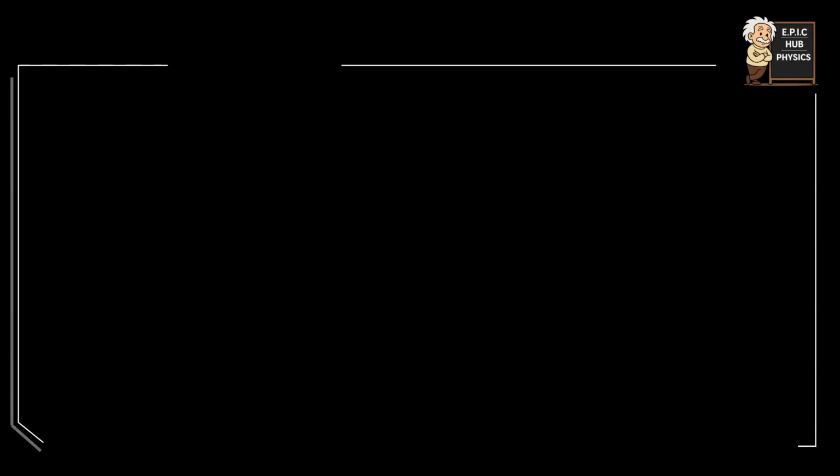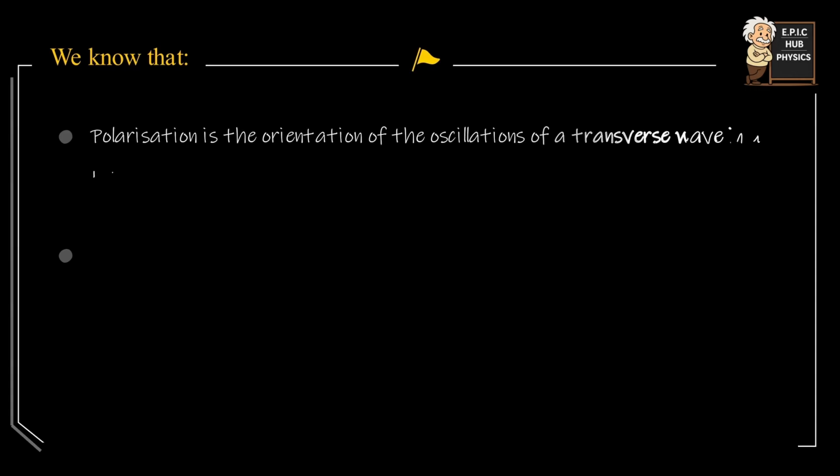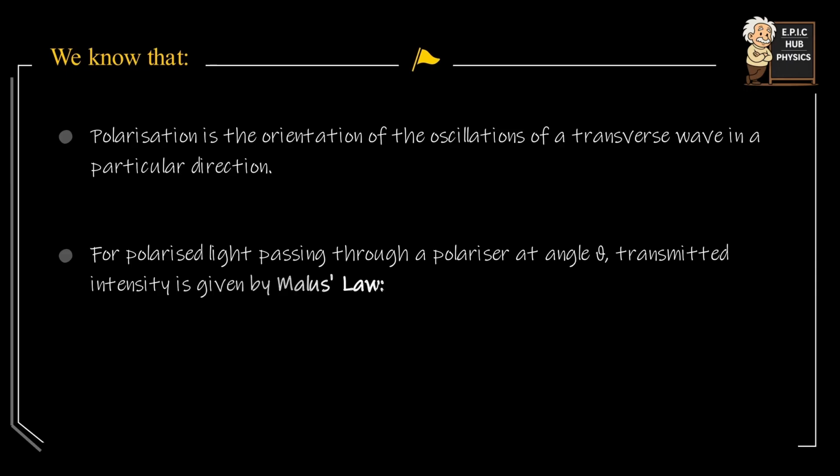This problem tests our understanding of polarization and Malus's law. What can we recall on these concepts? We know that polarization refers to the orientation of the oscillations of a transverse wave in a particular direction. We also know that for polarized light passing through a polarizer at angle theta, the transmitted intensity is given by Malus's law: I equals I0 multiplied by cosine squared theta. This tells us how the intensity depends on the angle between the light's polarization and the transmission axis of the polarizer.